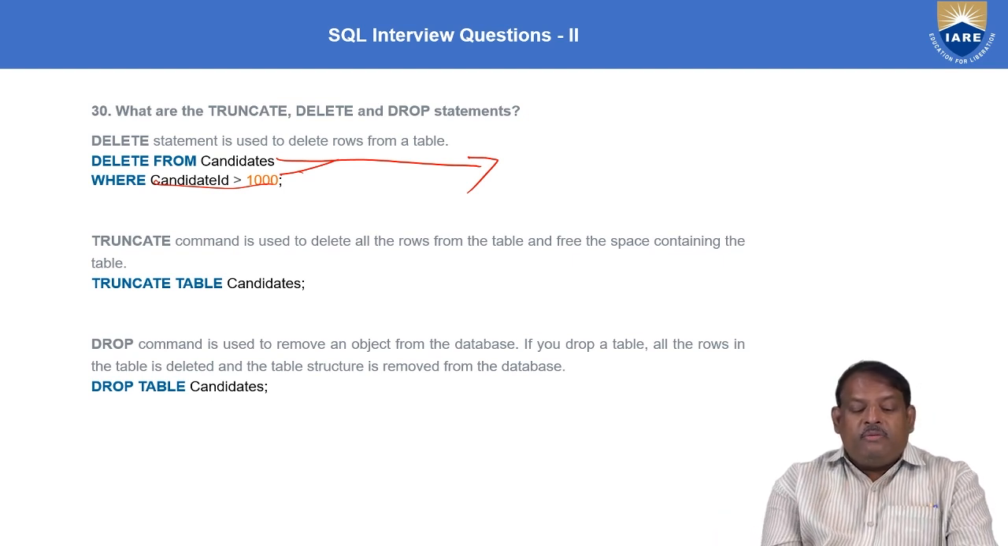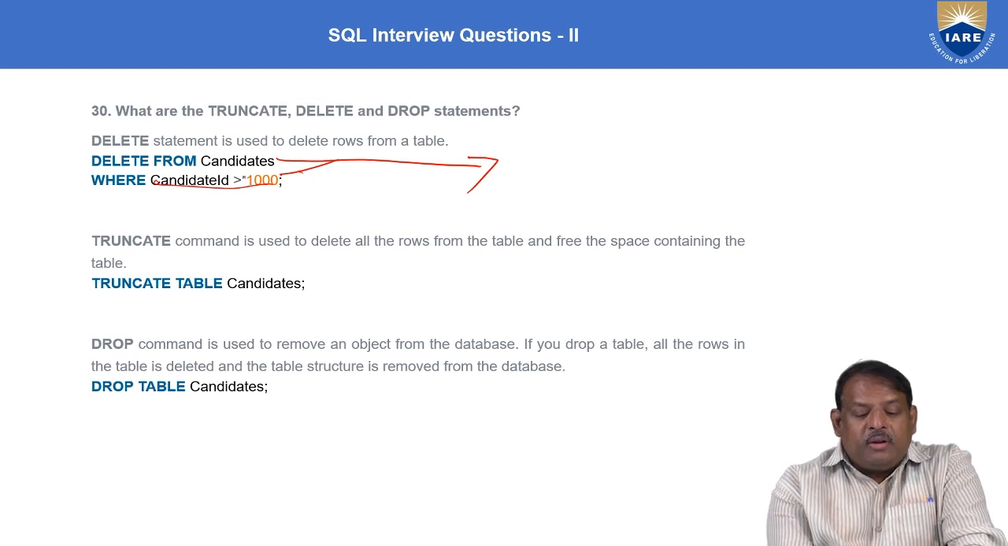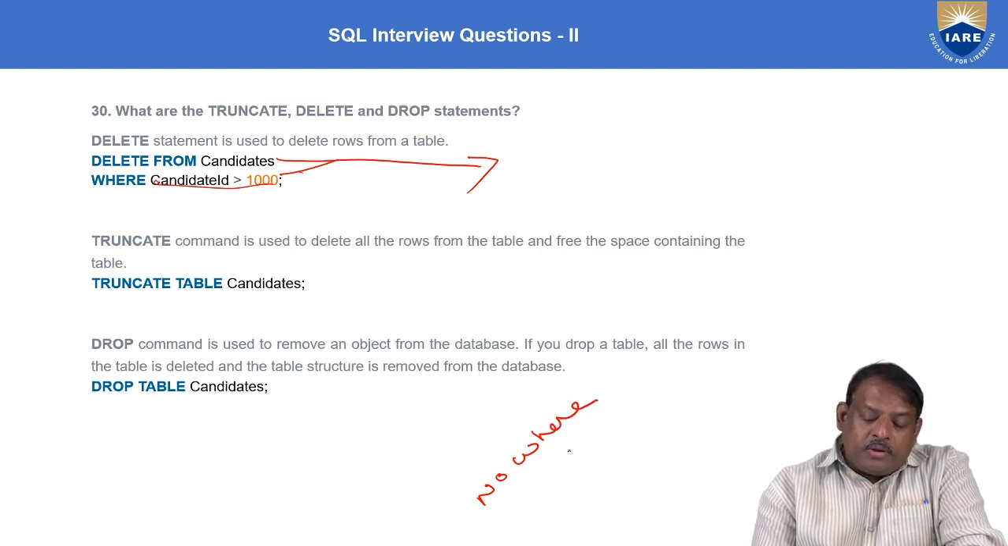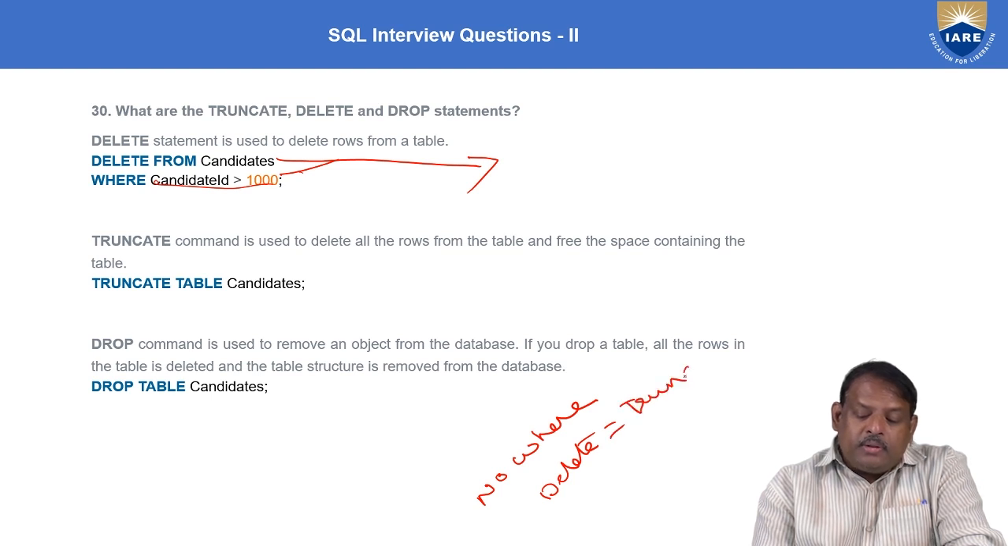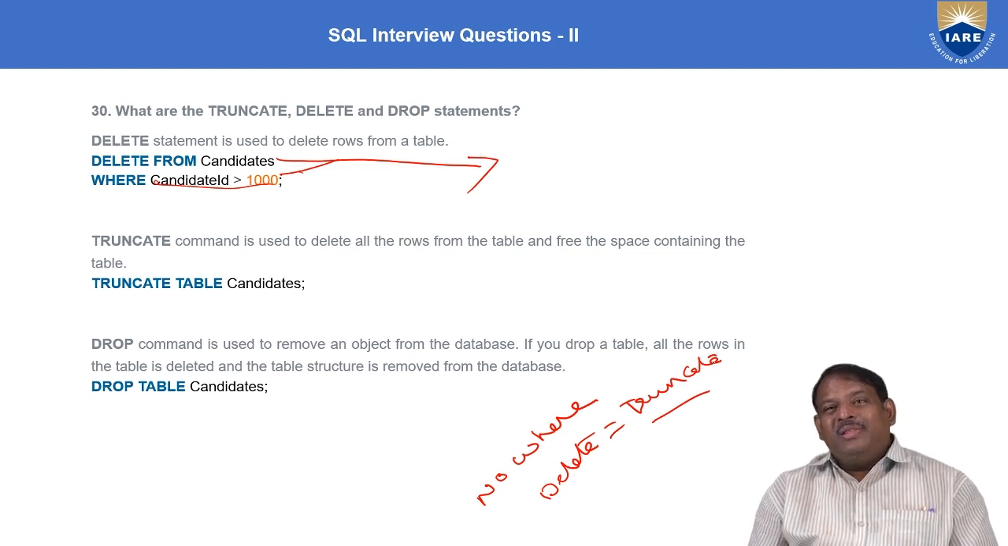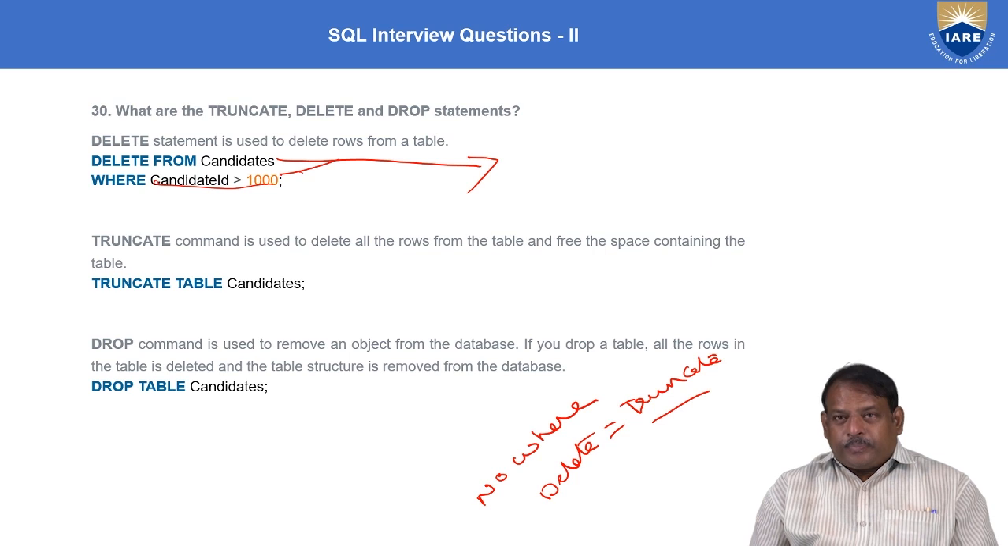Now, if you don't give a where clause here, then delete is equal to truncate. So truncate is a command to remove all the content of the table. There will be no data at all.